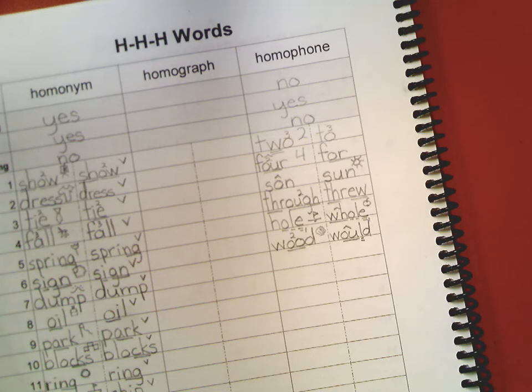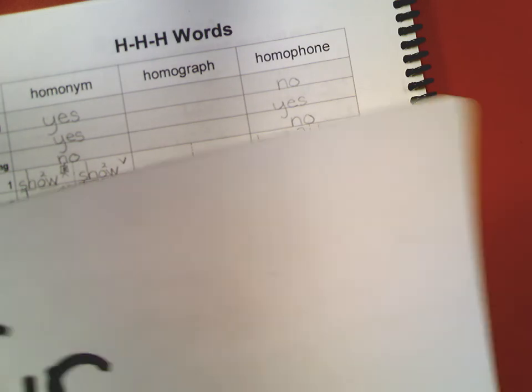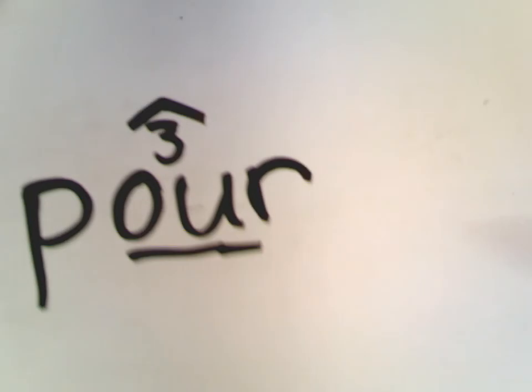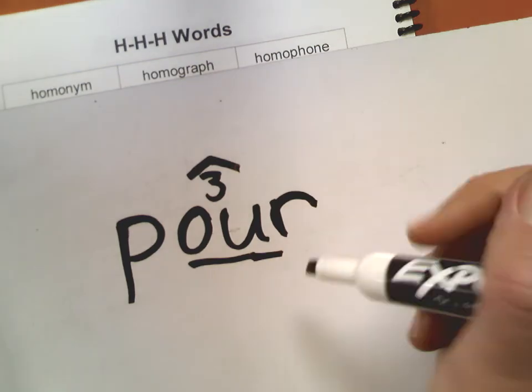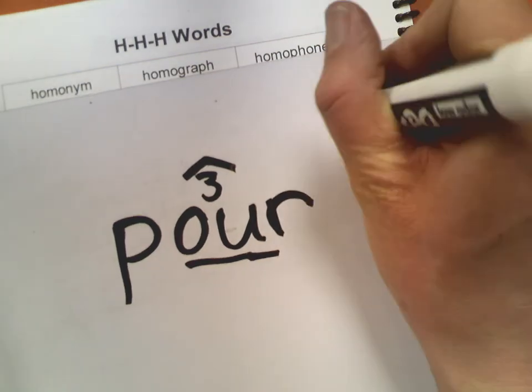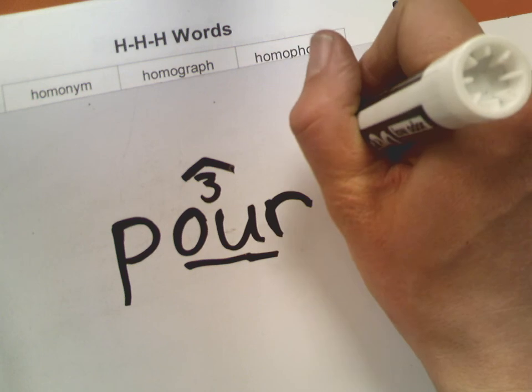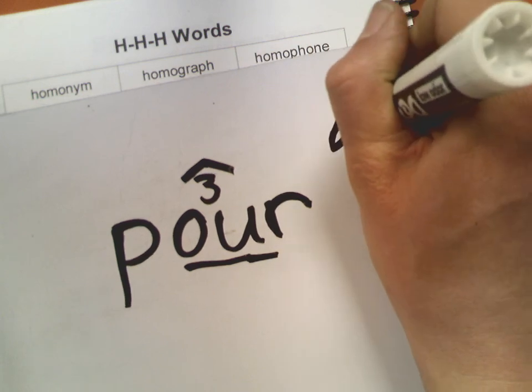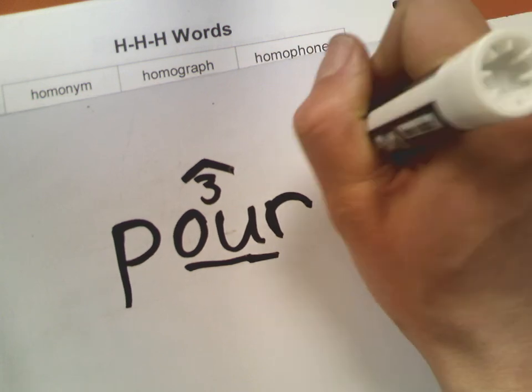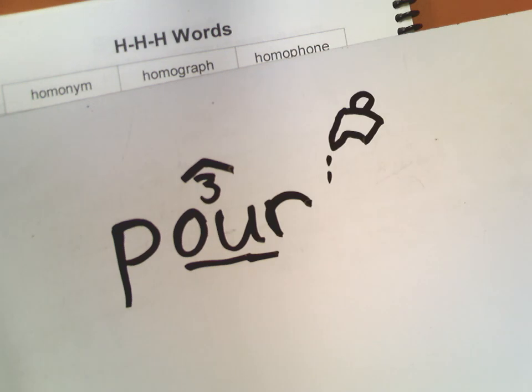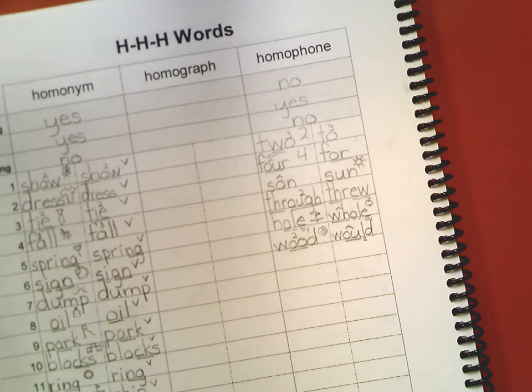Let's draw a little picture next to this one so we know which pour this is. Gosh, I'm going to draw a little picture and some water coming out. All right, hopefully yours looks better, but luckily this is not art class. All right, let's see, our next word.